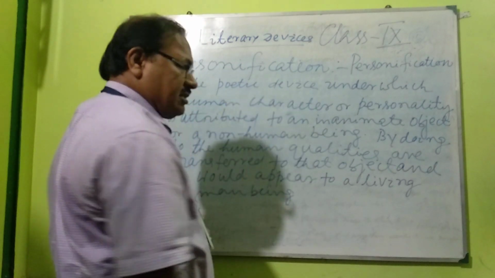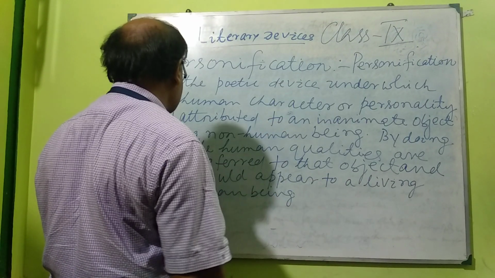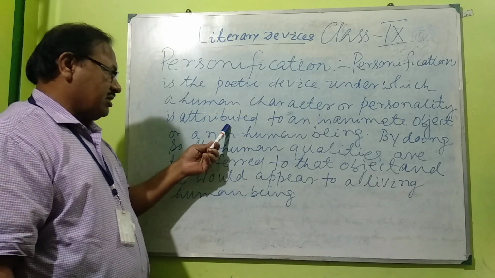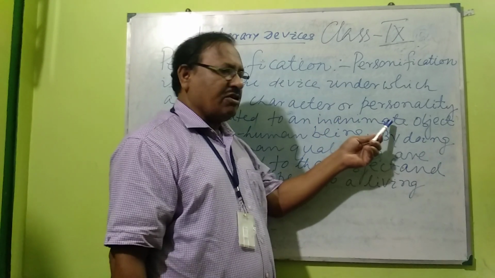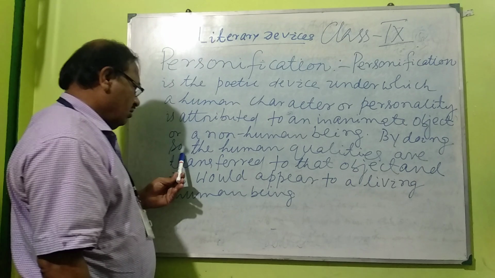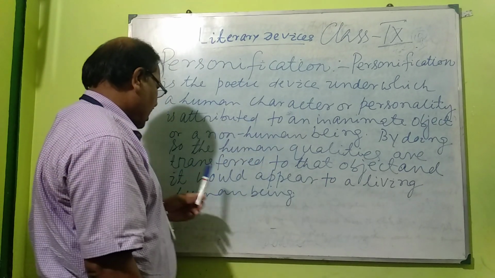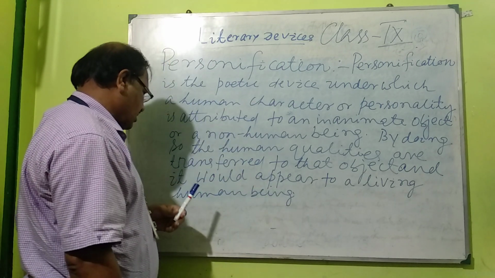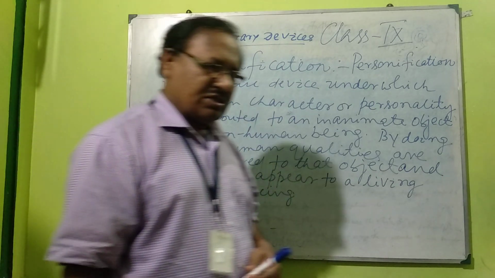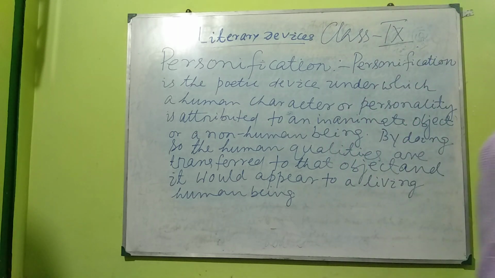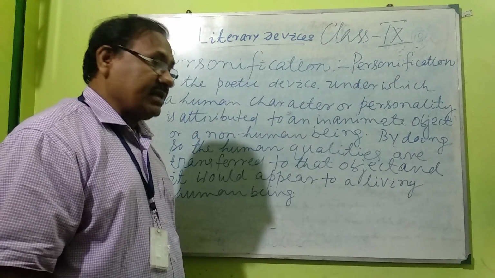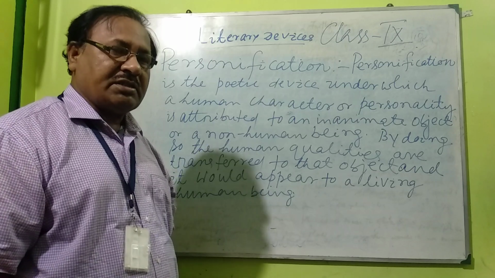Personification is the poetic device, literary device, under which a human character or personality is attributed to an inanimate object having no life or a non-human being. By doing so, the human qualities are transferred to that object and it would appear to be a living human being. They have dialogues, they can speak. Example, you see the ant and the cricket, that fable they have read in class 8, how they have dialogues, they speak. They are not human beings, but they could speak.